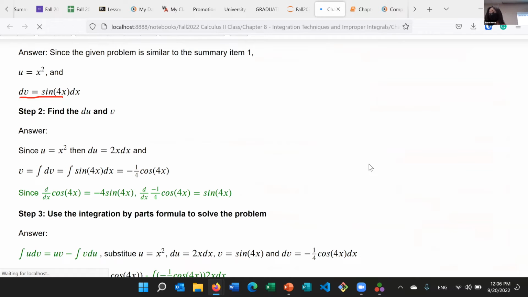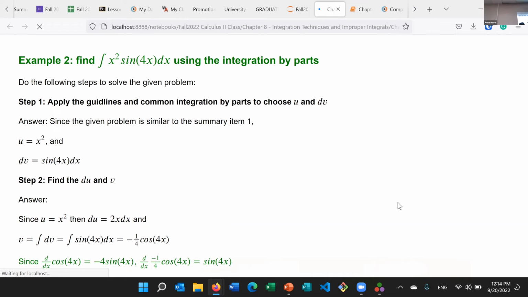After you do that, what do you have to do? You match the pattern, using a pattern match to find u and dv. After you find u and dv, you have to calculate du, and you have to calculate v. That's right. So u and dv is a pattern match. Then du you calculate by taking a derivative, and you find v by doing the antiderivative of dv.